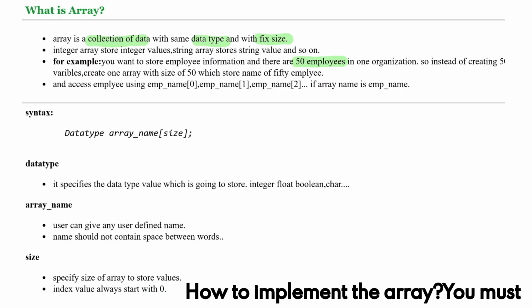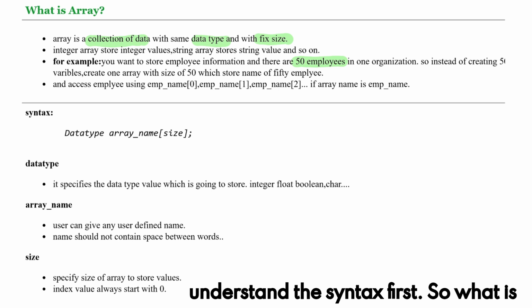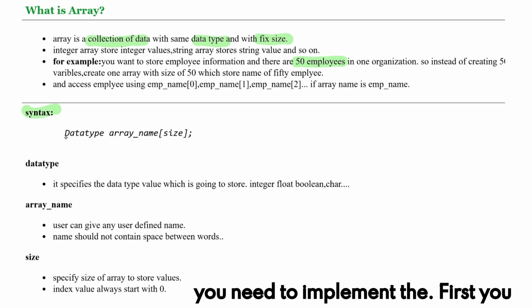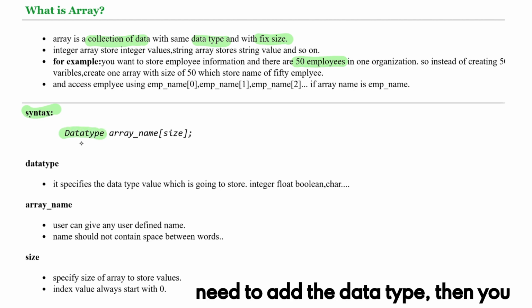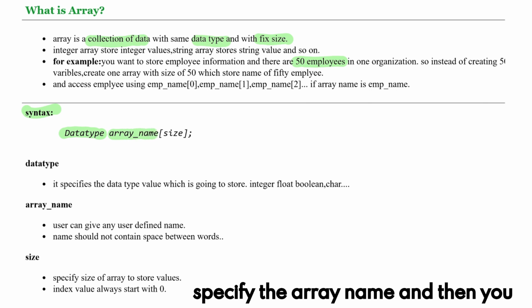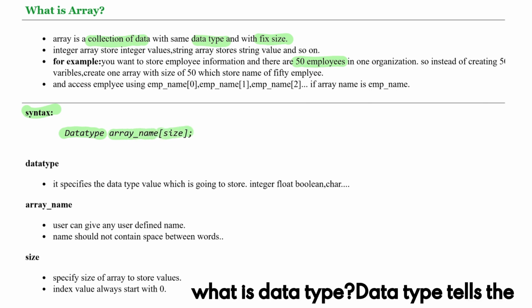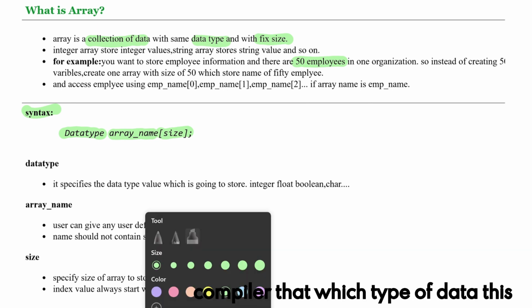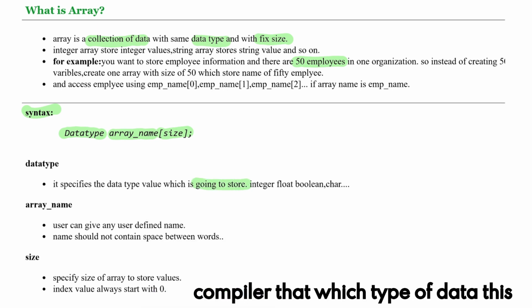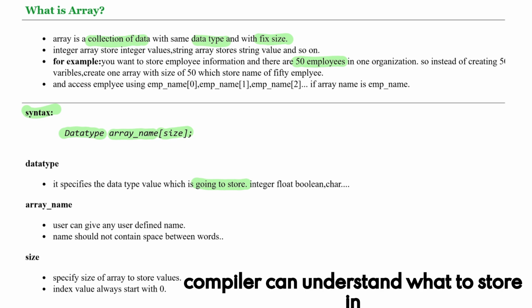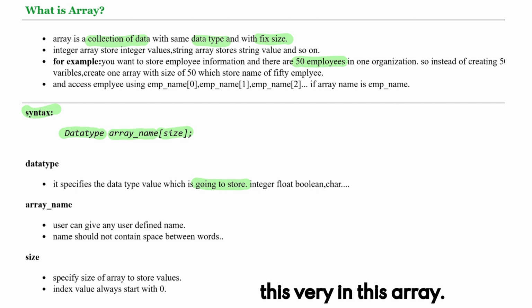To implement the array, you must understand the syntax first. So what is the syntax of creating the array? First you need to add the data type, then you specify the array name, and then you specify the size. So what is data type? Data type tells the compiler which type of data this array is going to store, so that the compiler can understand what to store in this array.